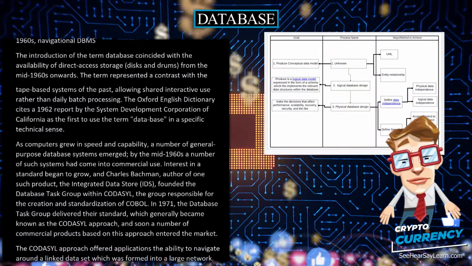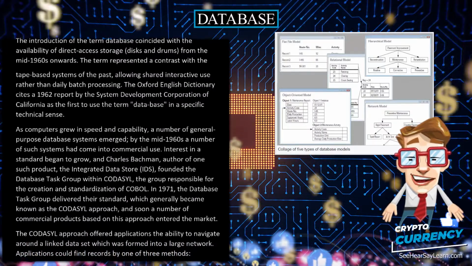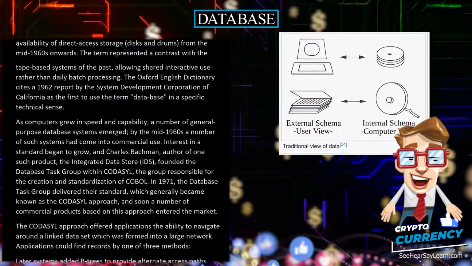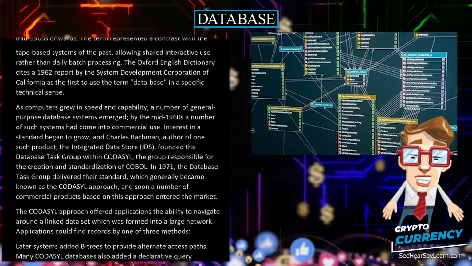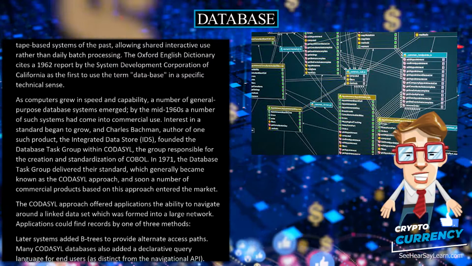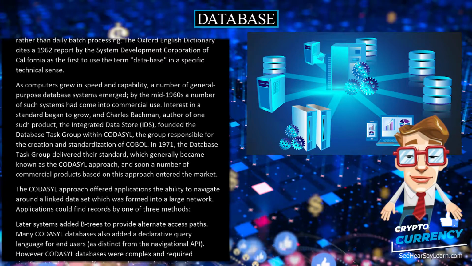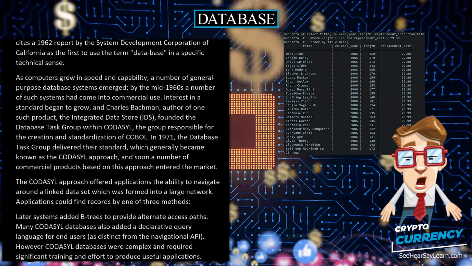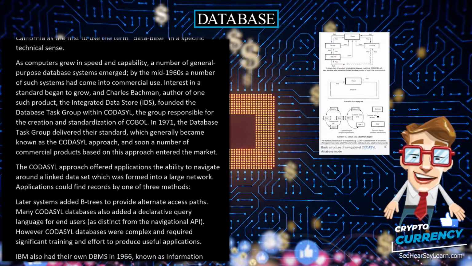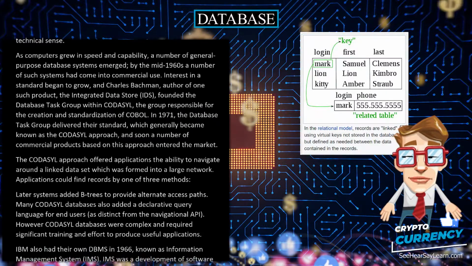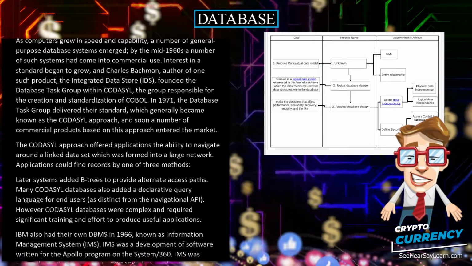As computers grew in speed and capability, a number of general-purpose database systems emerged. By the mid-1960s a number of such systems had come into commercial use. Interest in a standard began to grow, and Charles Bachman, author of one such product, the Integrated Data Store, IDS, founded the Database Task Group within CODASYL, the group responsible for the creation and standardization of COBOL. In 1971, the Database Task Group delivered their standard, which generally became known as the CODASYL approach, and soon a number of commercial products based on this approach entered the market.